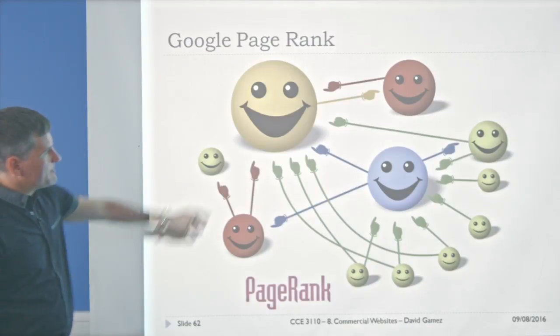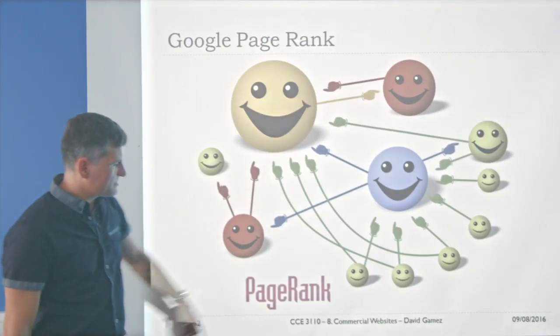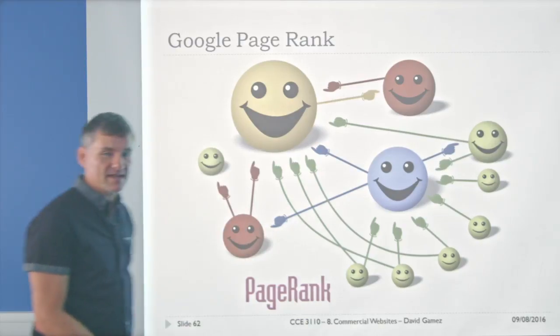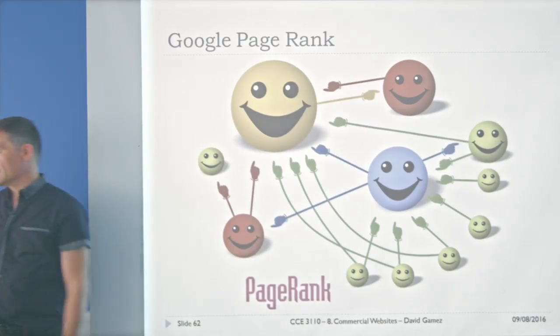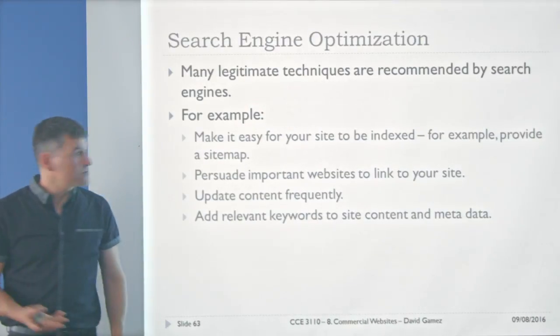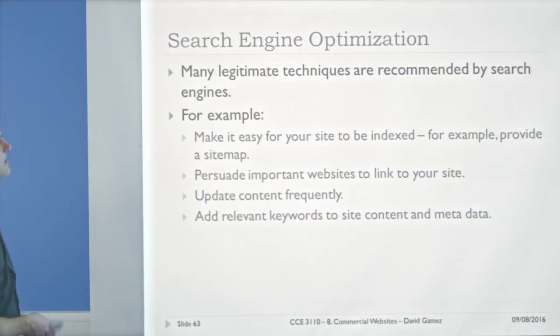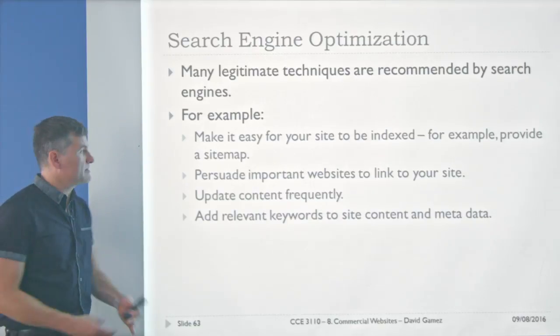So if you want to be the big yellow smiley face rather than the small green, slightly less smiley face, how do you go about it? How do you actually raise your rankings? And this is called search engine optimization. There are many legitimate techniques recommended by search engines.